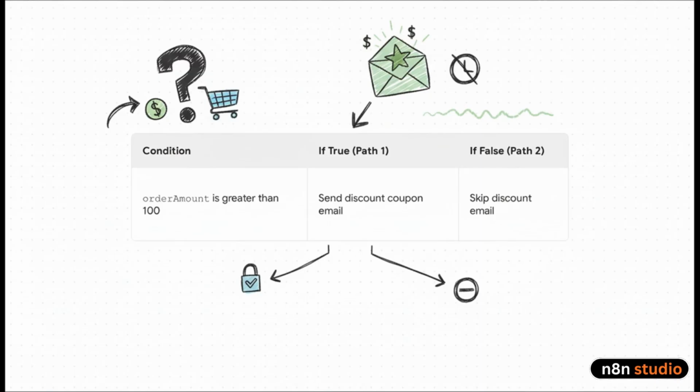Well, here's how. We just set up our if node with one simple condition. Is the order amount greater than, let's say, $100? If the answer is yes, it's true, we send them down the path that automatically emails them a thank you note with a discount coupon. If the order is $99 or less, the answer is no, it's false. So that data goes down the other path, which just skips the discount email. See? A perfect, targeted, personalized action with just one simple rule.